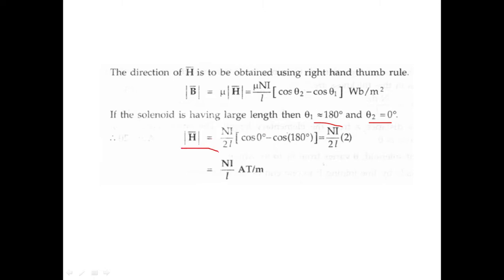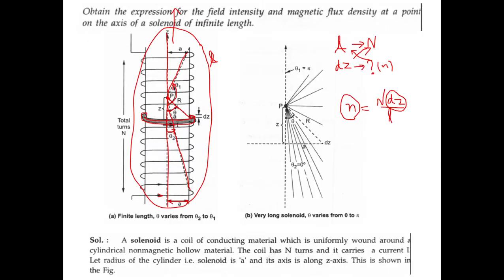After substituting the values of theta, you will get H vector equal to Ni by L ampere turns per meter, right? If the number of turns is 1, it will be ampere per meter, which is nothing but the unit of H vector, right? So this is the derivation of how we find the magnetic field intensity at a given point on the axis of the solenoid.